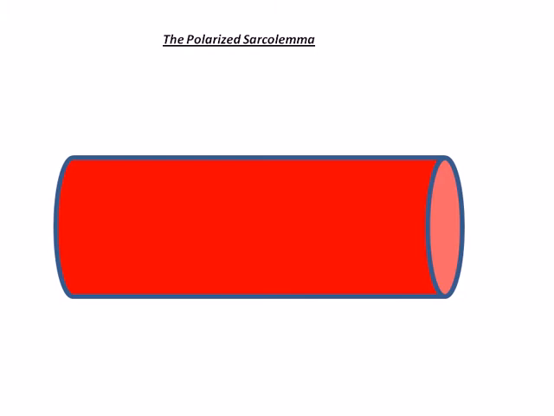As a result of differences of ionic concentrations, the overall charge on one side of a plasma membrane may be different from the other. When this occurs, we say that the plasma membrane is polarized. Such is the case of the sarcolemma.